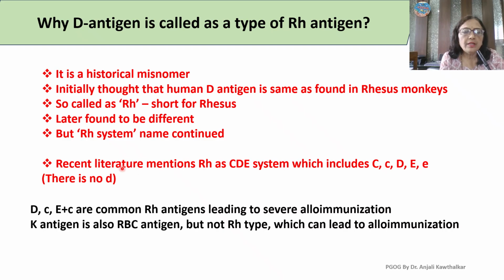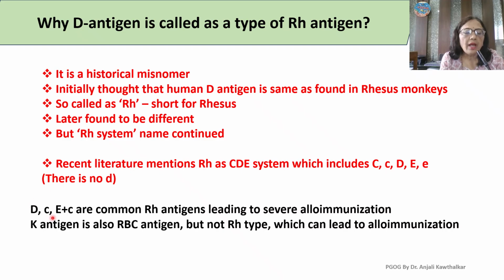Now, if we see the recent literature, it mentions Rh as the CDE system of blood group typing. It doesn't include it as Rh typing, but as a CDE system, which includes capital C, small c, capital D, capital E, and small e. Remember that there is no small d in all these types of the CDE system, where various blood group types are there. There is no small d.